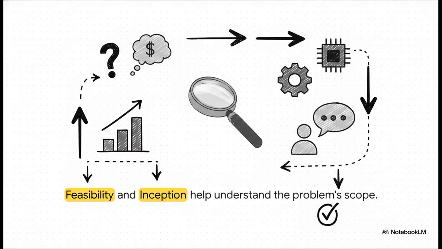But wait, before we just dive headfirst into gathering a million tiny details, we have to start with feasibility and inception. Basically, we have to ask, is this project even a good idea? We ask these broad, context-free questions to figure out the scope, like who's actually asking for this? What's the economic benefit? We check technical feasibility. Can we actually build it? Operational feasibility. Will it solve the real business problem? And economic feasibility. Is this going to make money? If we get a yes across the board, then we move forward.